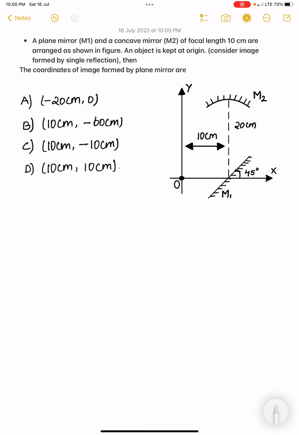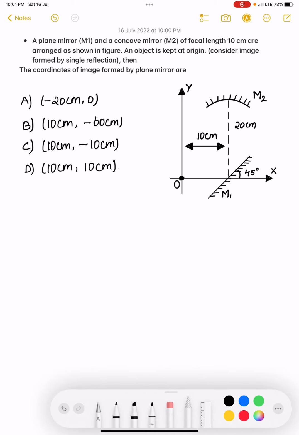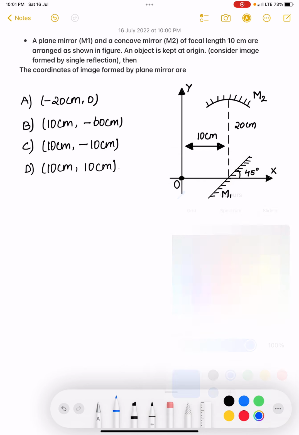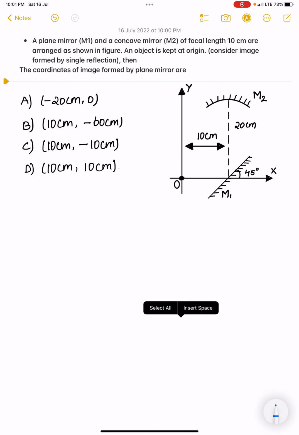So it is given that the object is situated at the origin. He gave one condition: consider the image formed by a single reflection. So only one reflection at a time on a mirror you have to consider. Then he is asking for the coordinates of the image formed by the plane mirror. So now we are going to calculate only for the plane mirror. Let us see the image formed by a plane mirror in this case.